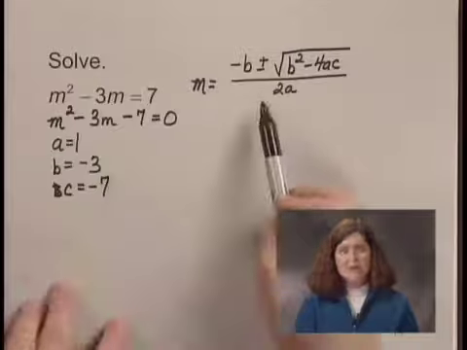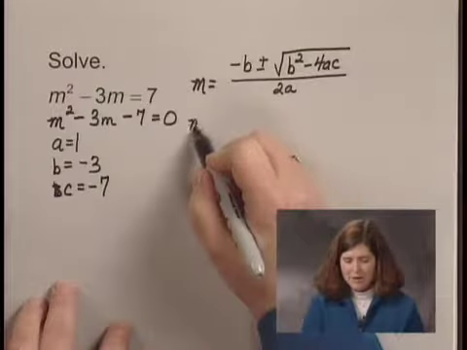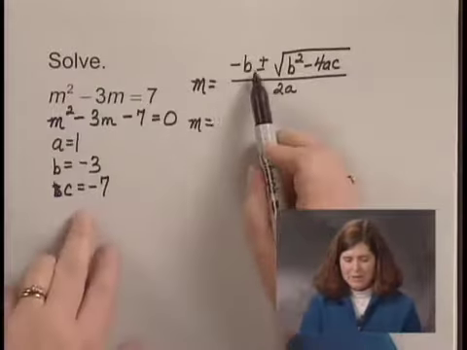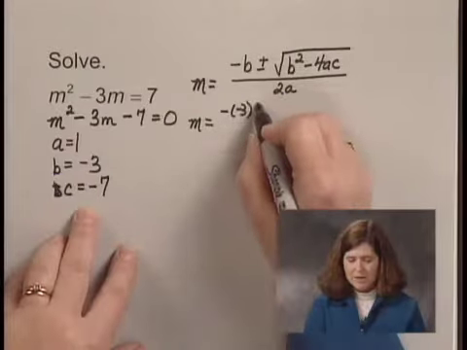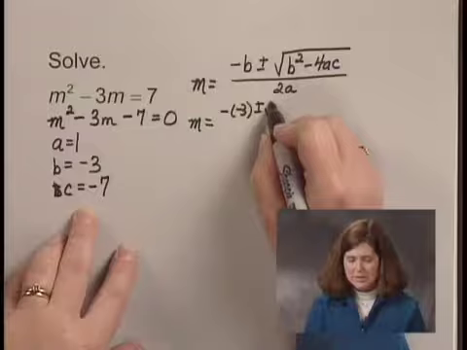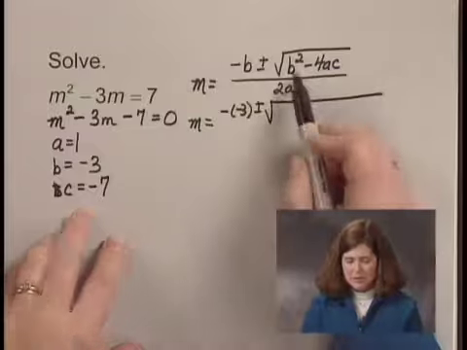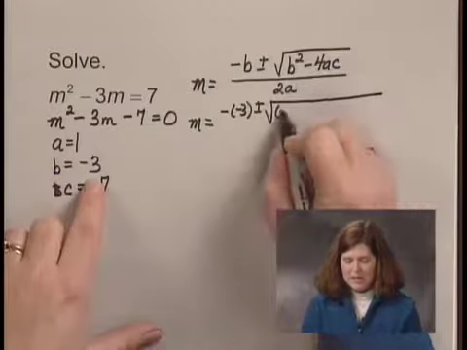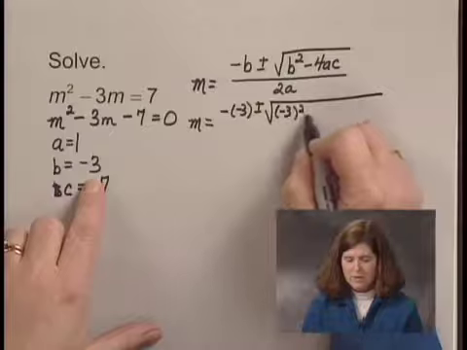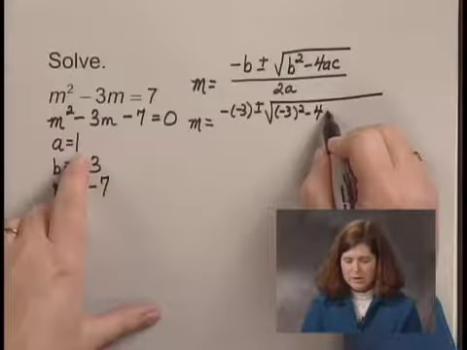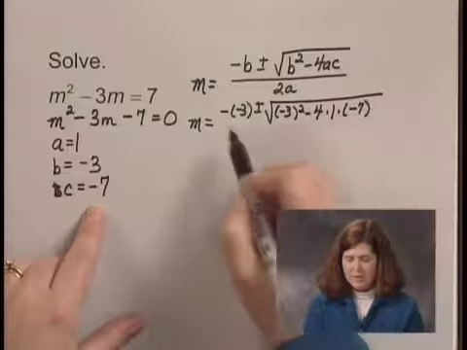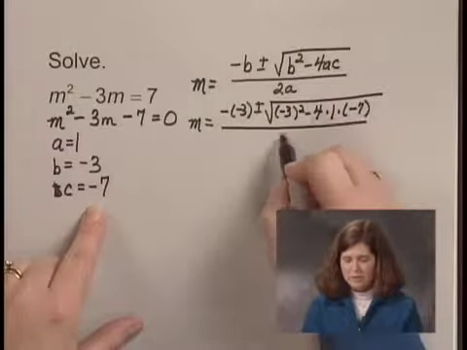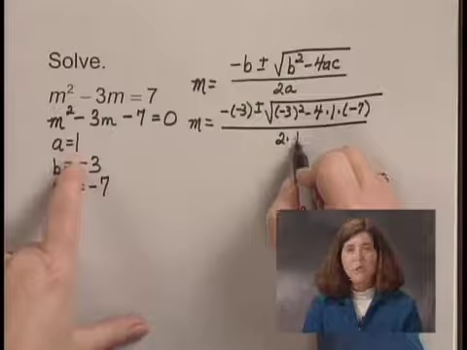Then I substitute in my equation, and I have m equals the opposite of b, which is the opposite of negative 3, plus or minus the square root of b squared, so that would be negative 3 squared, minus 4 times 1 times negative 7. And all that is over 2 times 1.